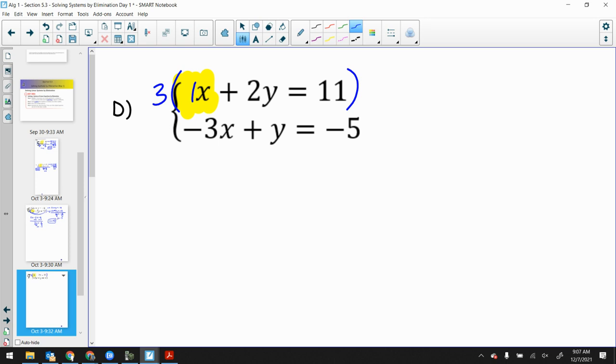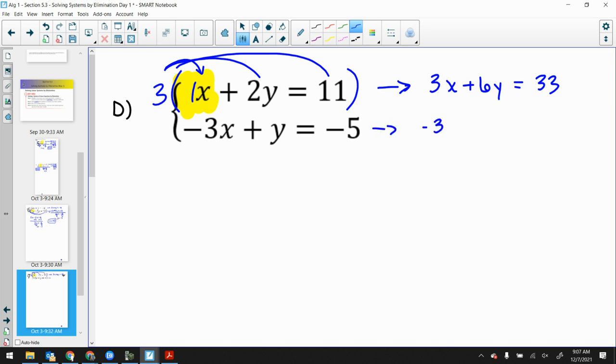Okay, did you see how we needed to make this 3, correct? To make that happen, I can multiply one of the equations so that this becomes a 3. So here, watch. The top equation is going to become positive 3x, positive 6y, positive 33. Does the bottom change at all? No, we don't want it to change. We want it to stay at negative 3x plus y equals negative 5. Now is it set up for elimination?